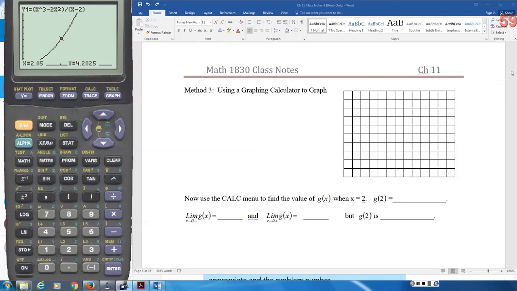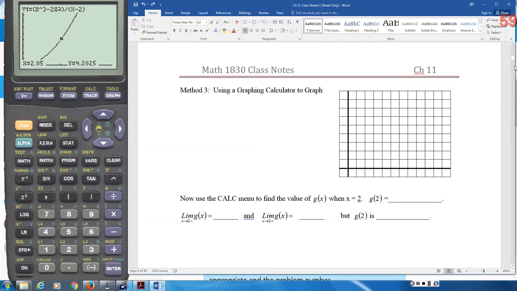I know that's foreign to you still, but it will get better, I promise. So the g of 2 is undefined? g of 2 is undefined, okay? Now what the rest of the video explains is when I'm approaching from 1.9 and 1.99 and 1.999, that's called taking a limit as x approaches 2 from the left. That's what you're doing when you do that arithmetic.